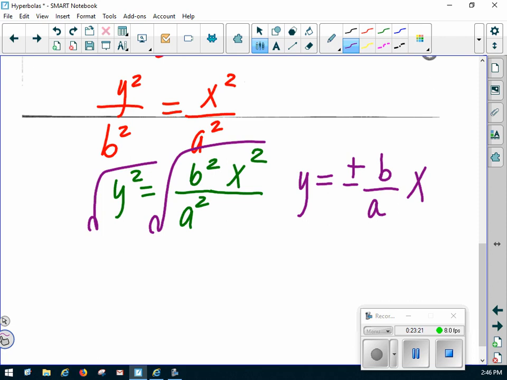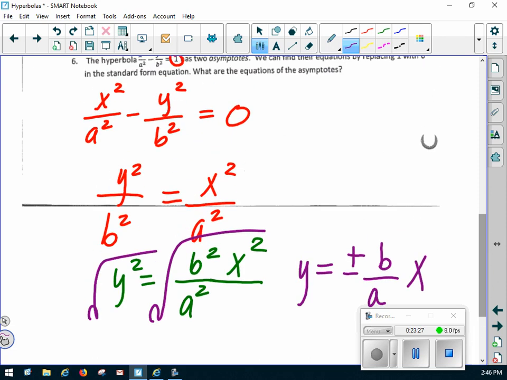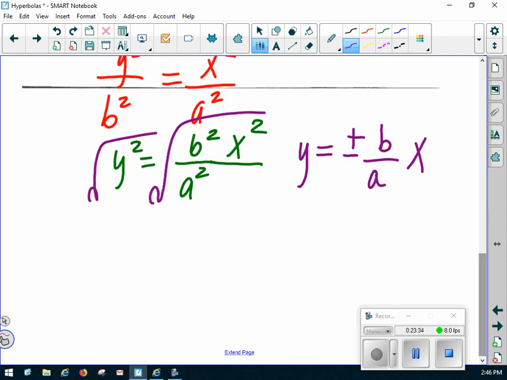Notice that I pulled the x out of the fraction. A and b are numbers, right? So the b over a tells me the slope of the asymptotes.